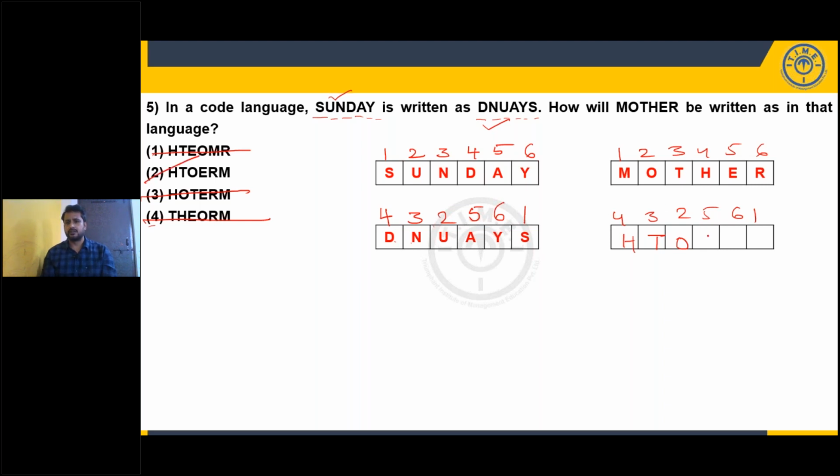But we'll check the remaining. Fifth letter is E, sixth letter is R, first letter is M. HTOERM. Perfectly matching. If you have to save your time in the exam, this should be your approach. Need not check all the letters. If only one particular option is matching, you can choose that one. Choice 2.